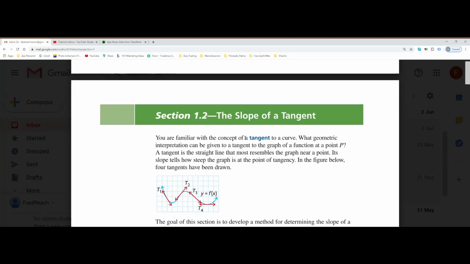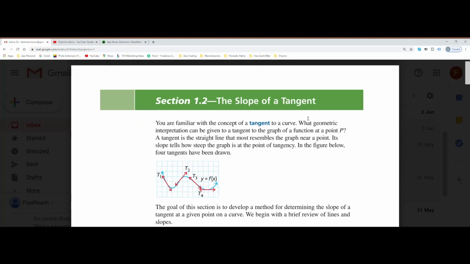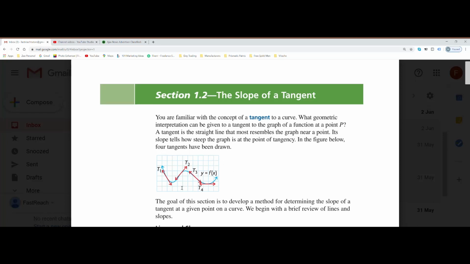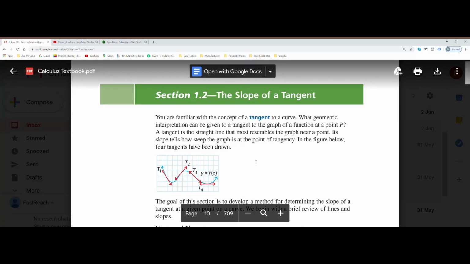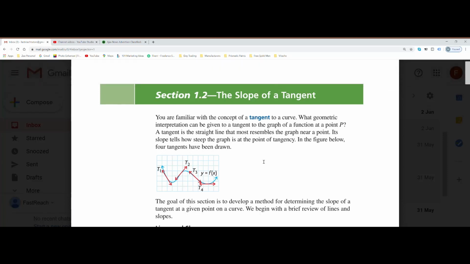So here we're going to be looking at the next section, which is section 1.2, the slope of a tangent. Normally when you're finding the slope of a curve, if you're given 2 points, it's relatively easy. It's just m equals y2 minus y1 over x2 minus x1. What do you do if you are given 1 point and you need to find the slope?